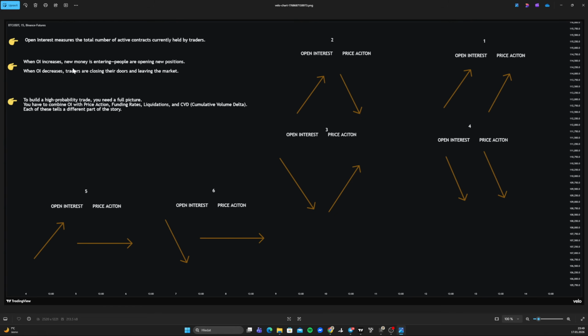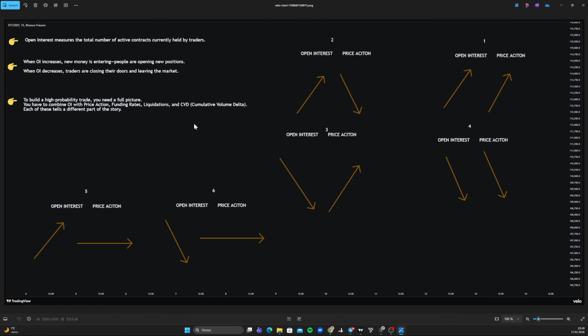When open interest increases, new money is entering, people are opening new positions, and when open interest decreases, traders are closing their positions and leaving the market. By watching open interest, we aren't just looking at where the price is, we are looking at how traders are positioned and how much fuel is left in the move.